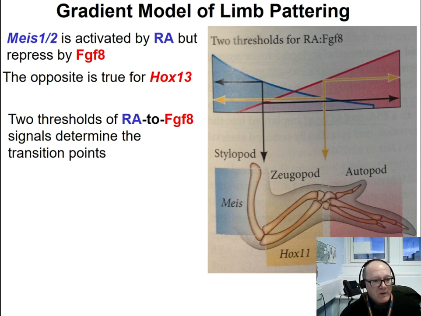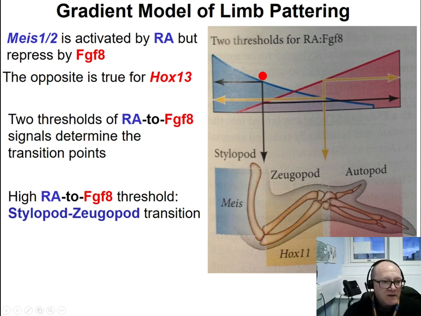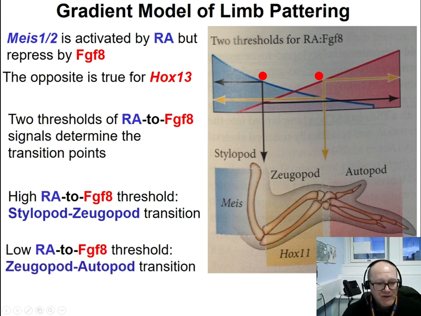However, we reach one point where the retinoic acid is still higher than FGF8, but not so high. So we have the first transition point, where we move from producing stylopod to producing zeugopod. And the second transition point is where we have a low level of retinoic acid relative to FGF8. So the retinoic acid is still there, but not as much, and we have a high level of FGF8, so the ratio becomes lower. This is the transition point where we move from the zeugopod to the autopod.